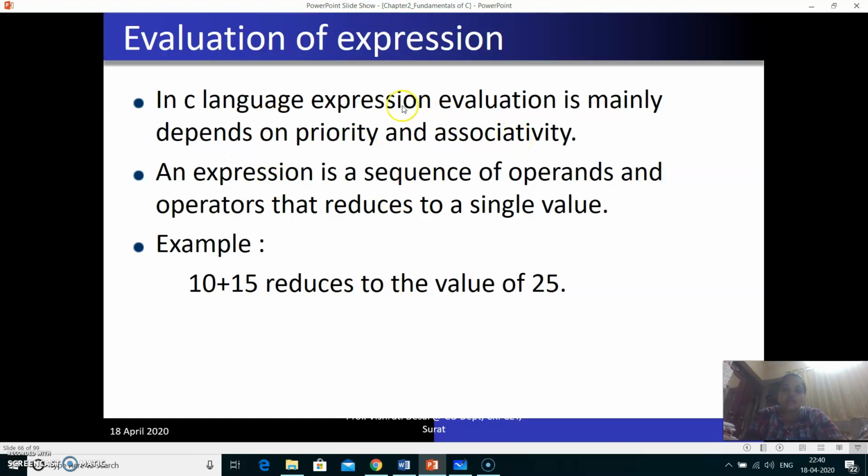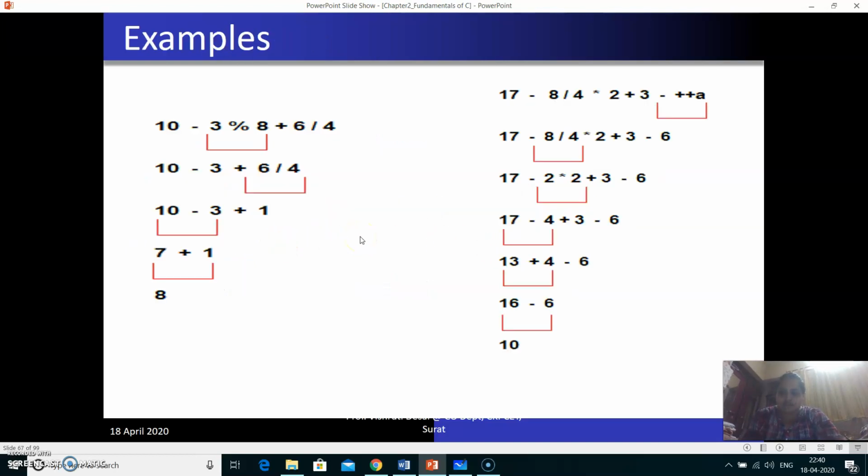This is very similar to our mathematical fundamentals. Whenever you want to evaluate multiplication and plus, we always evaluate the multiplication first. Why? Because multiplication has higher priority over plus. Same way the associativity. If your expression contains plus and minus both, plus and minus have the same priority. So if you want to evaluate that expression, then whichever operator comes first will be evaluated first.